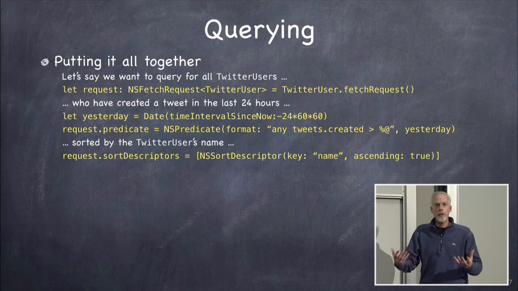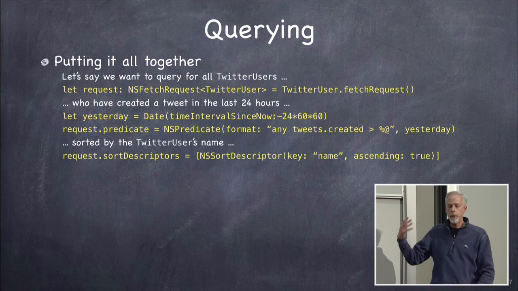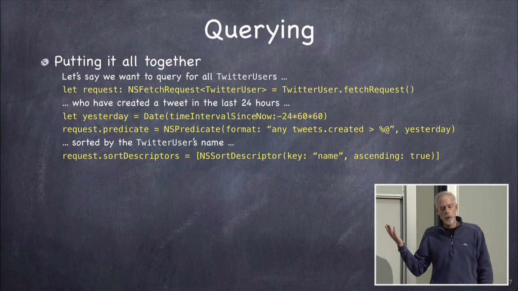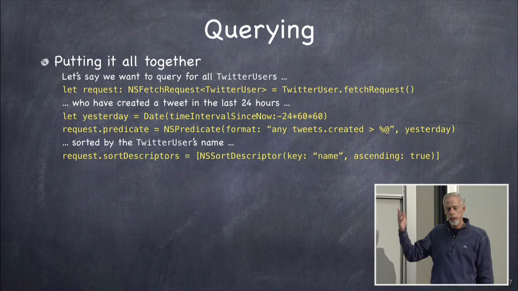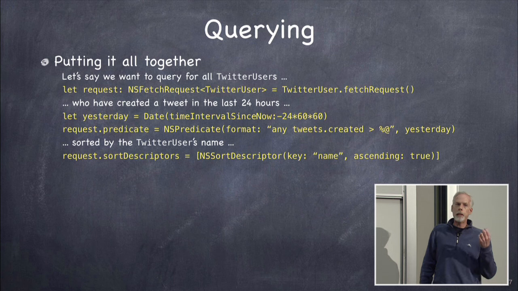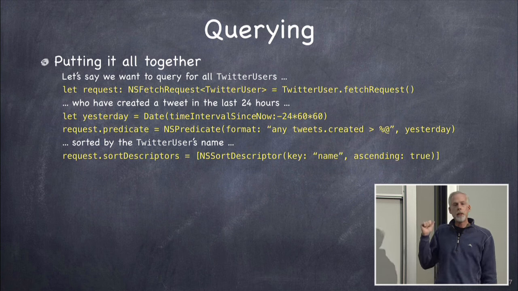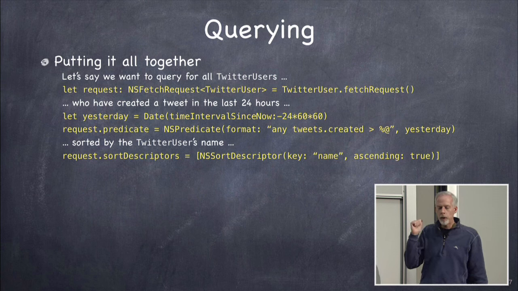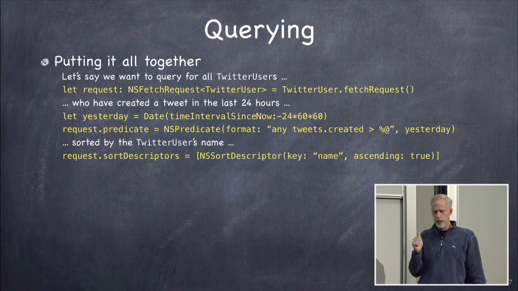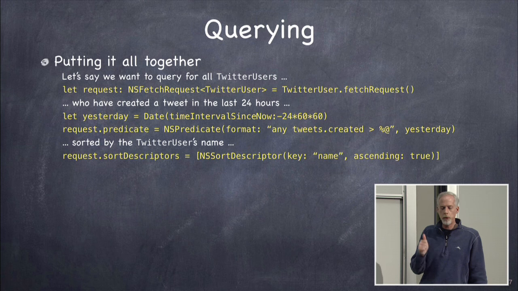All right, so let's put it all together now to create our fetch request. In this case, I'm going to create a Twitter user fetch request. So I'm saying fetchRequest, angle bracket TwitterUser, equals TwitterUser.fetchRequest. Then I'm going to create a time, which is yesterday. It's actually 24 hours ago: timeIntervalSinceNow, minus 24 times 60 times 60, that's 24 hours ago. And I'm creating a predicate that says, find me any Twitter users that have a tweet that's created before yesterday. Or since yesterday, I guess. Yes, created is greater than yesterday. So I'm finding all the Twitter users who have created tweets in the last 24 hours. That's what this one does.